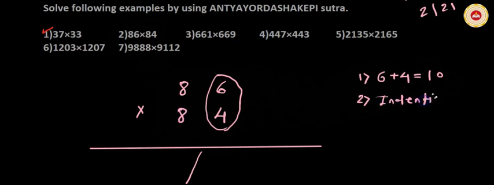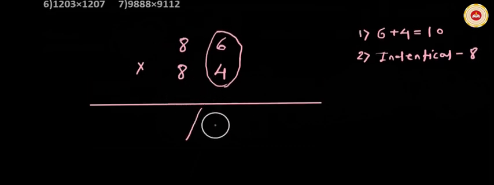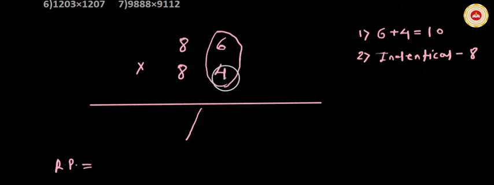What are the identical digits? 8. Let us apply Antyor Dashakepi multiplication to multiply these two numbers. What is right part? How do we calculate right part? We multiply the digits whose sum is 10 or its powers. In this case 6 and 4. 6 multiplied by 4 is 24. So write 24 in right part.